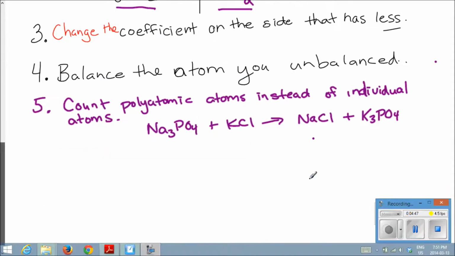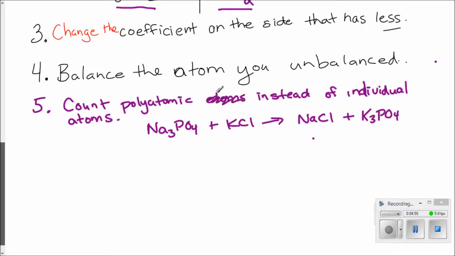The next rule that's good to remember when balancing is you want to count polyatomic ions instead of individual atoms. I shouldn't say atoms, I should really call them ions because they are ions. So you can see that phosphate is present here. I'm not going to count 1 P and 4 Os. I'm going to count just phosphates because I can see that I have phosphates on both sides. That's one phosphate here, one phosphate here. Keep that in mind when you're balancing.